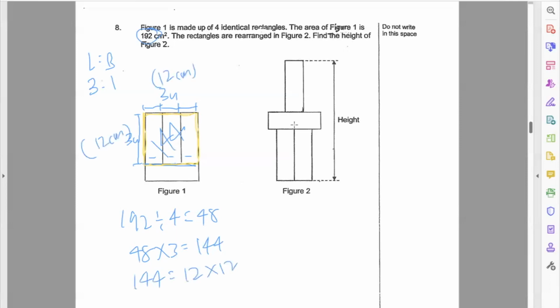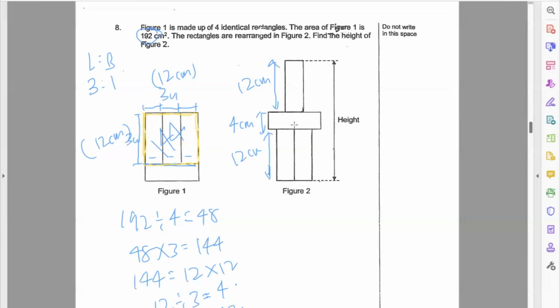12 centimeter is 3 units. 1 unit will be 12 divided by 3. 4 centimeter. So the breadth of the rectangle is 4 centimeter. So I can say this is 4 centimeter. This is 3 units, right? So this is 3 times 4, 12 centimeter. This will be 12 centimeter too.